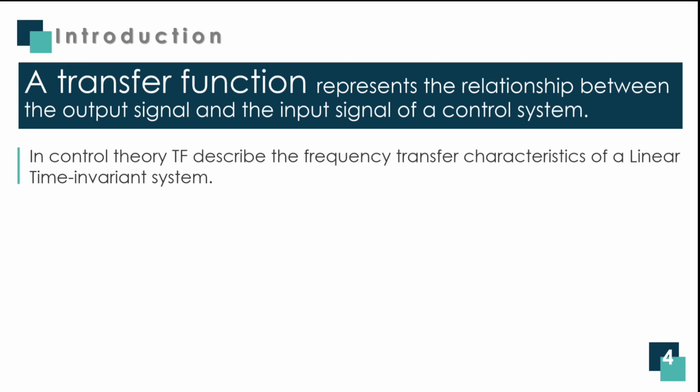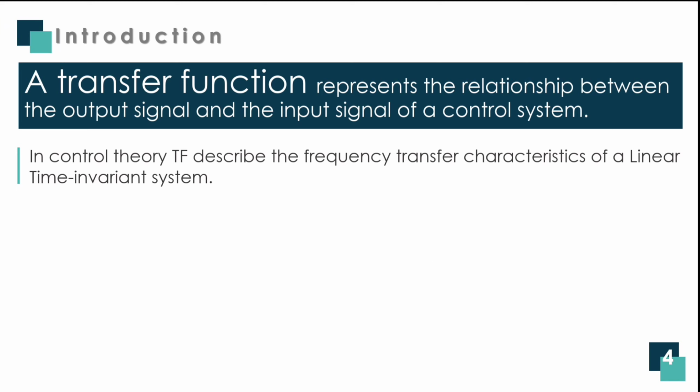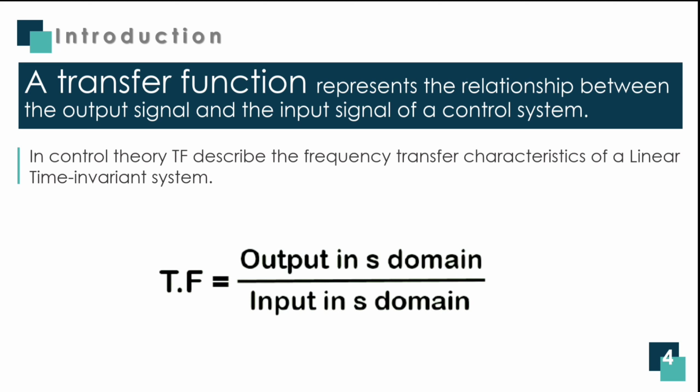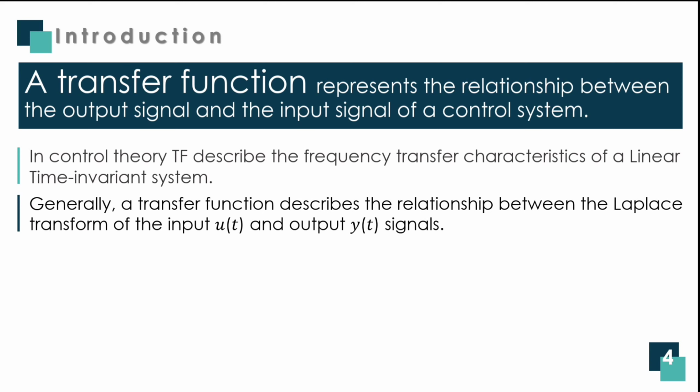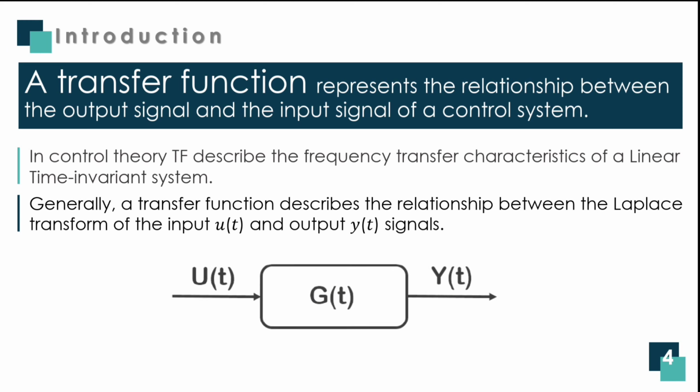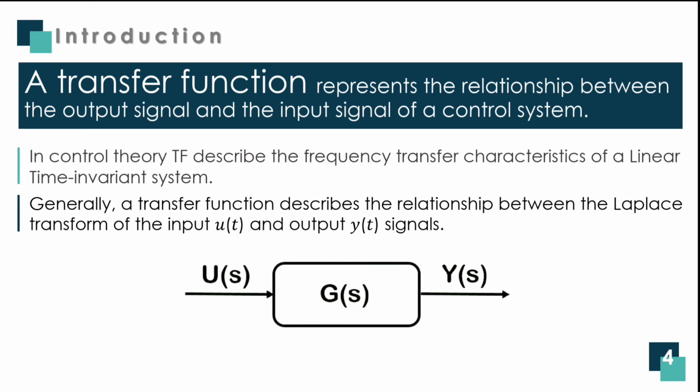When we try to express a system in frequency domain, we express the system with the help of transfer function. If we know the system's input and output, then the transfer function is output in S domain by input in S domain. Generally, a transfer function describes the relationship between the Laplace transform of the input and output signals. Like another system is zt, system input is ut, output is yt. Now, if we Laplace this system, zt becomes zs, system input us and output ys.